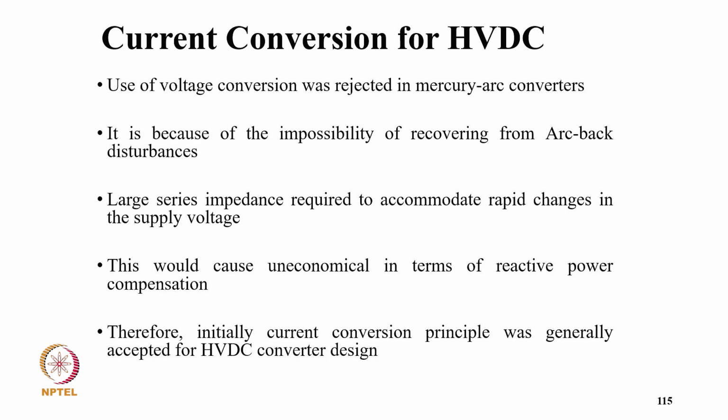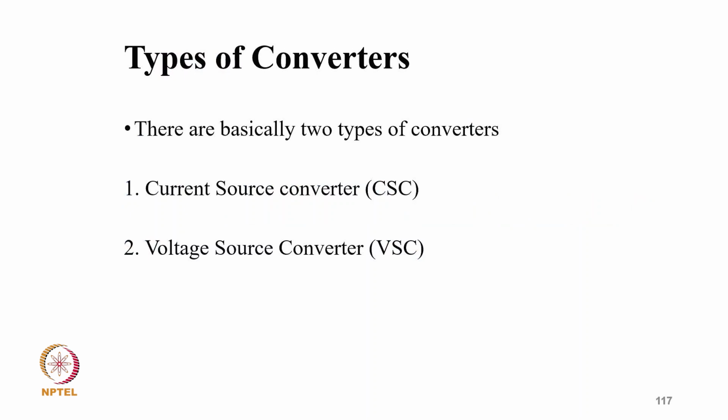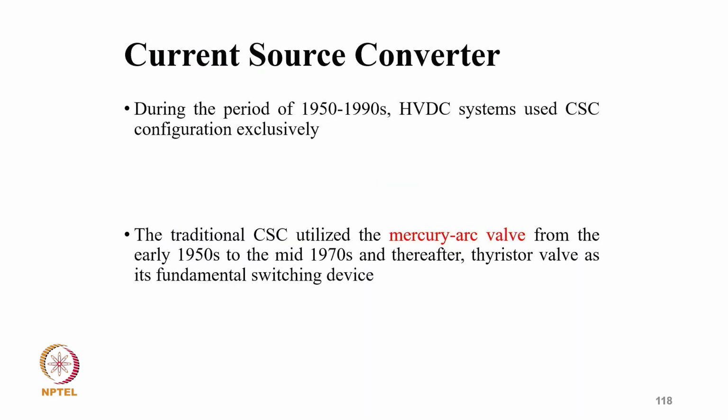Now coming to current conversion for HVDC systems. The use of voltage conversion was rejected in mercury arc converters because of the impossibility of recovering from arc-back disturbances and the large series impedance required to accommodate rapid changes in the supply voltage, which would be uneconomical in terms of reactive power compensation. Therefore, the current conversion principle was generally accepted for HVDC converter design. Now coming to types of converters in HVDC systems: there are basically two types, current source converters and voltage source converters.